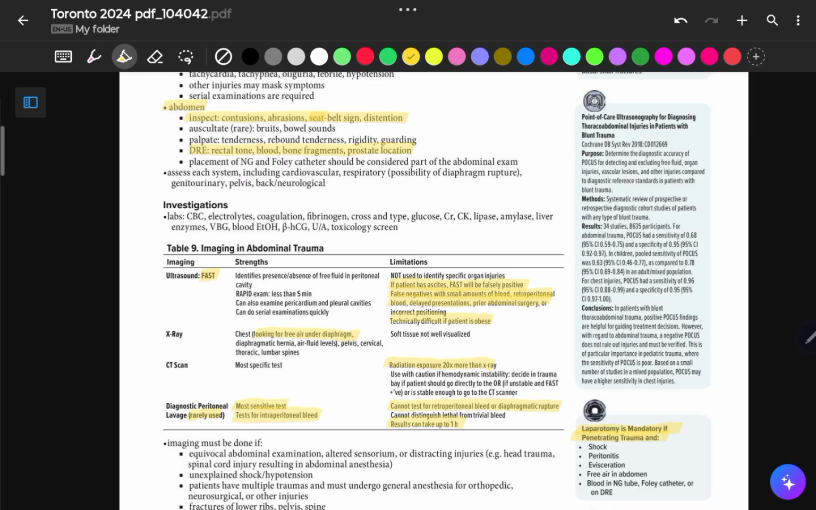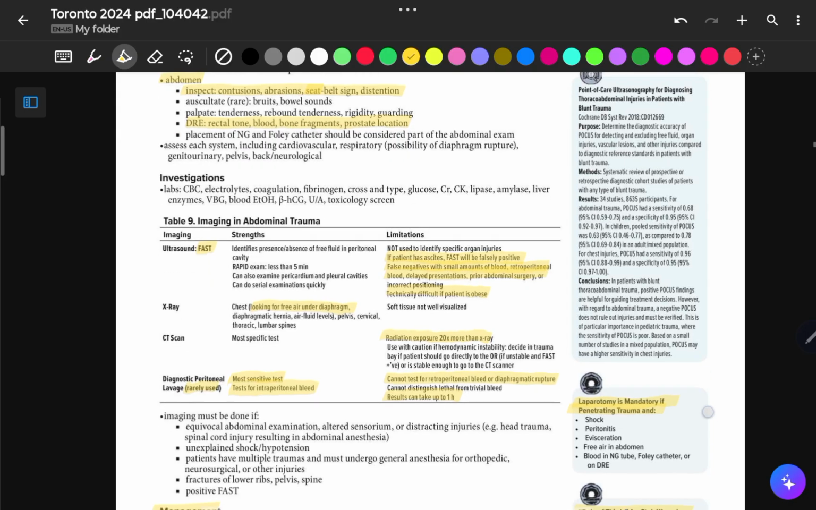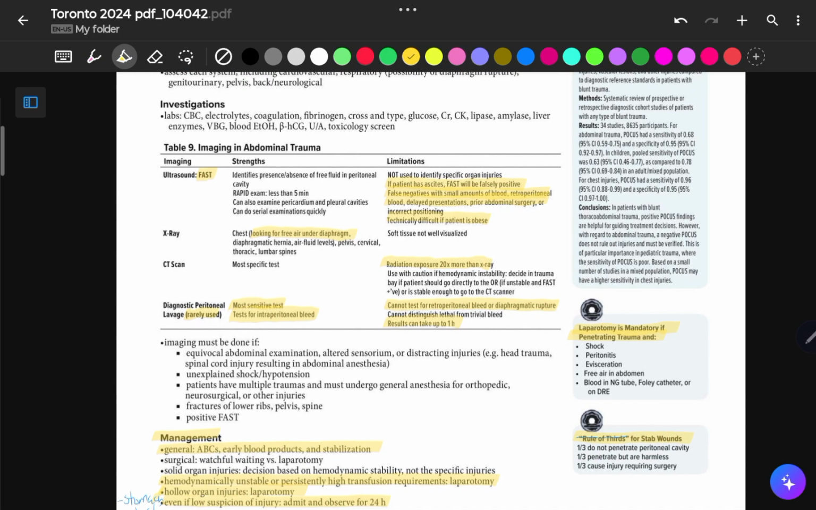So when do you need to do a laparotomy in penetrating trauma? If the patient is in shock and you cannot maintain the blood pressure, you need to take them to the OR. Peritonitis: OR. Evisceration: OR. Free air in the abdomen: OR. Blood in the NG tube, blood in the Foley catheter, or blood on your rectal examination: OR. Okay.